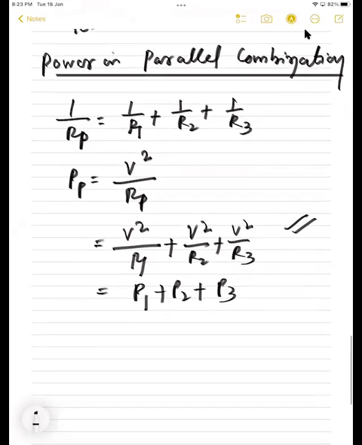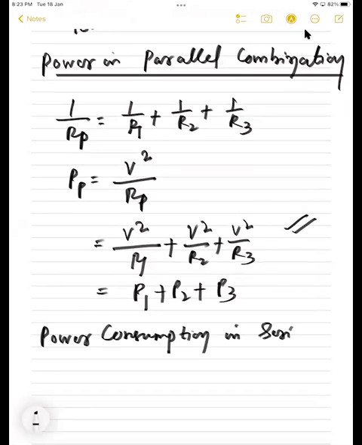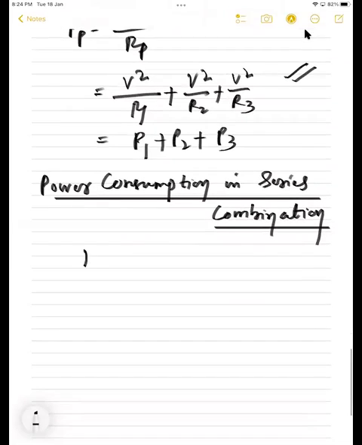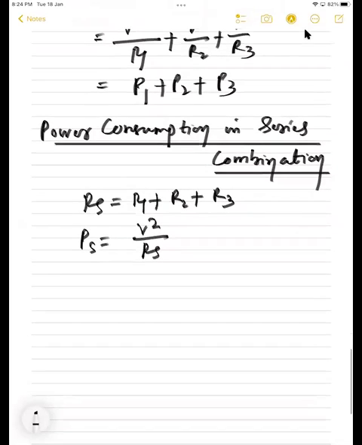Then let's go to power consumption in series combination. Students, in series what happens? Rs is equal to R1 plus R2 plus R3, right? And power in series is equal to how much? V square by Rs, correct? So we can write here V square by R1 plus R2 plus R3. Can we write or not?